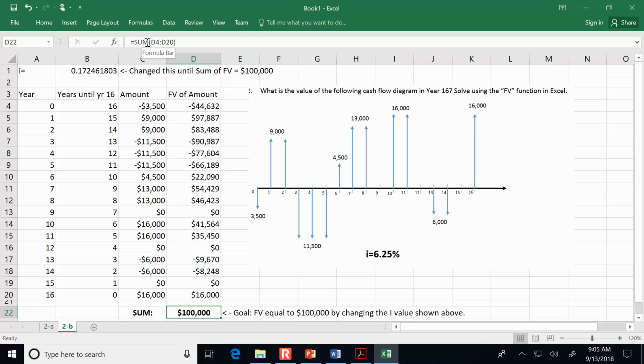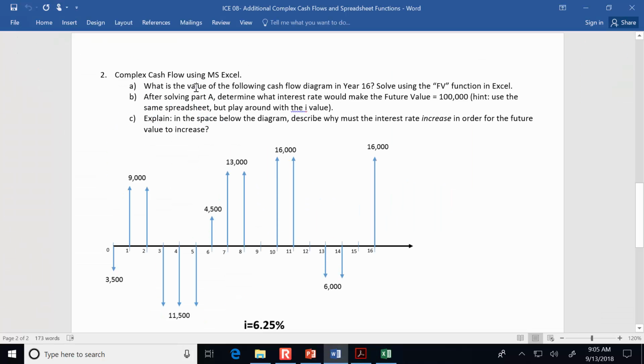All right. Now, in this class, it's more than just being able to plug numbers into equations. You have to demonstrate that you understand. So on part C of the question, I ask you to explain. In the space below the diagram, describe why must the interest rate increase in order for the future value to increase. So why was it that we had to have a higher interest rate instead of a lower interest rate?